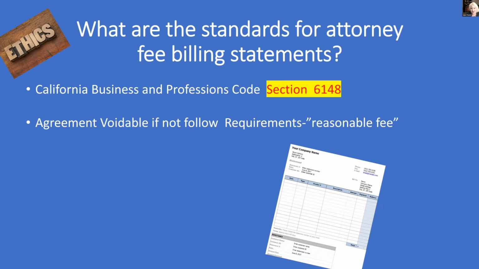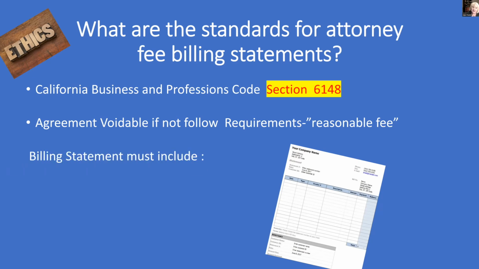So if you don't follow the requirements, and if you do have to go before a tribunal, then you'll find out that you have to prove reasonable fees, and you'll have to bring in a lot of your documents, your settlement agreements, whatever you've prepared to show that you have a reasonable fee, and then quantum meruit, which is a lot harder to prove than just showing reasonable billing statements.